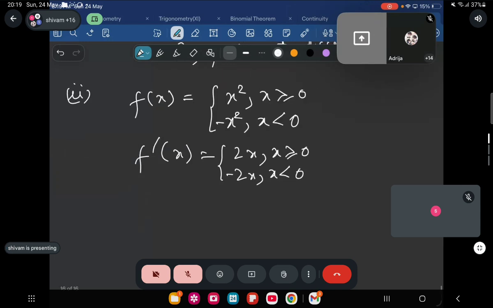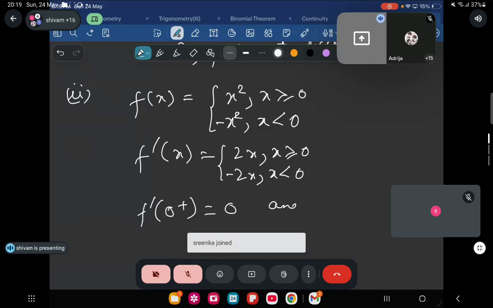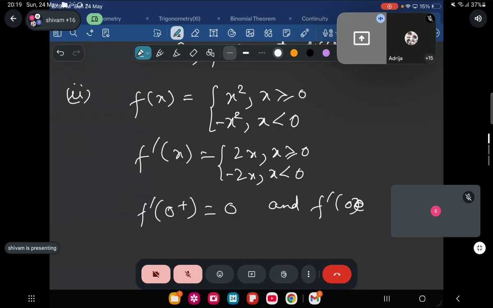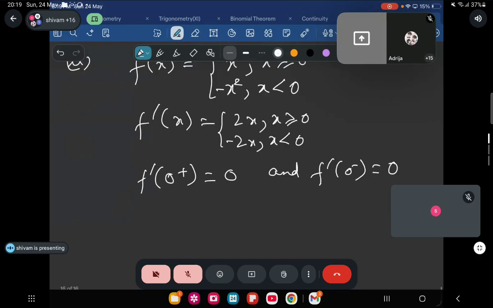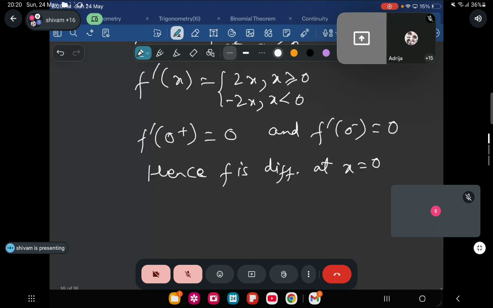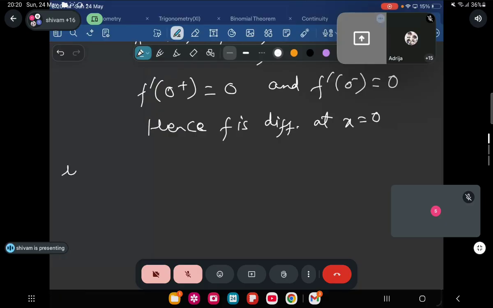So what is f dash at 0 plus? It will be equal to 0, and f dash at 0 minus will be equal to minus 0. So hence f is differentiable at x equal to 0. Tell me, anyone having any doubt? Next, part 3. Those who are online, are you people getting it?